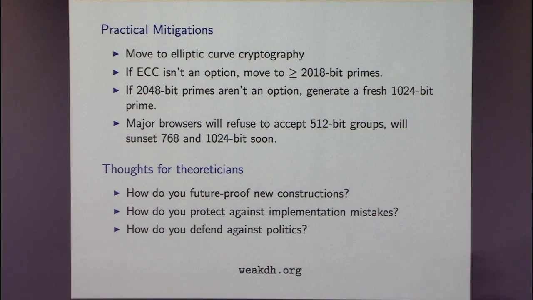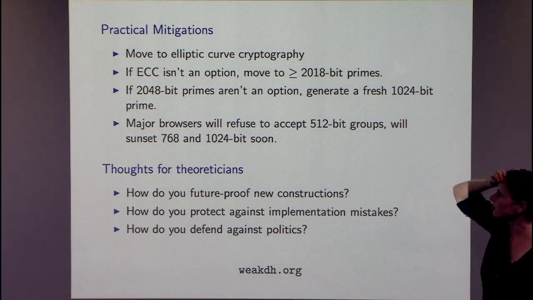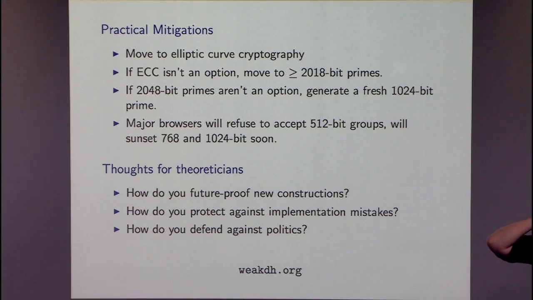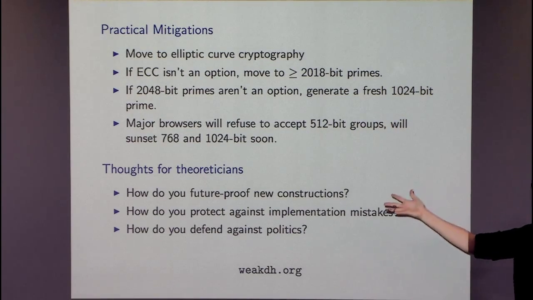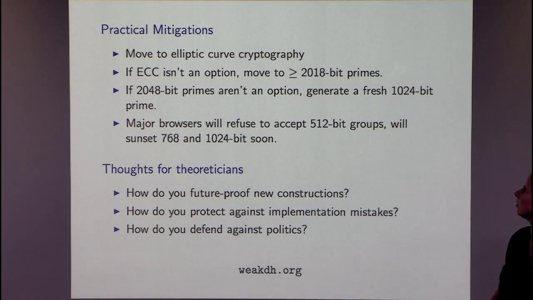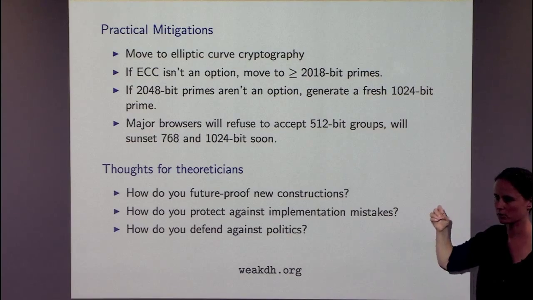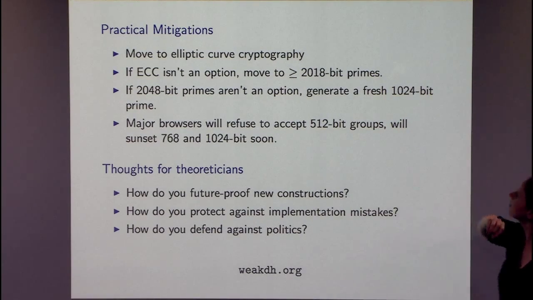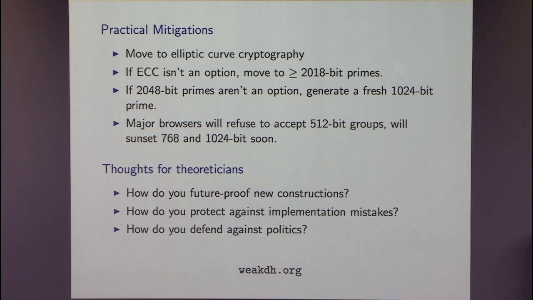So this is my last slide. I'm totally over time. So some practical mitigations. This is in order of preference. What do you do about this? Well, move to elliptic curve crypto. We don't have the same kind of pre-computation attacks for elliptic curves as we do for discrete log. You could say, okay, if elliptic curve crypto isn't an option, then switch, sorry, that should be 2048-bit primes, move to larger than 2048-bit primes, although I guess 2048-bit primes are also okay.